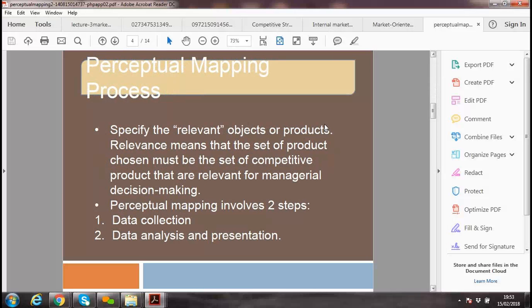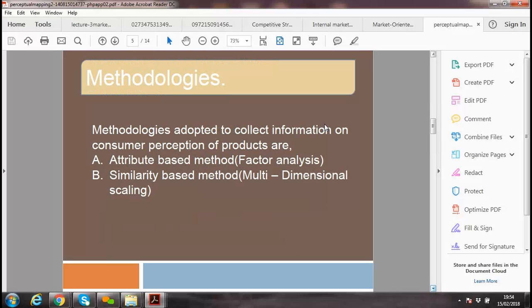So we can look at relevant objects. Relevancy means the set of products chosen must show the competitive advantage. What is meant by competitive advantage? It is the advantage you have over your competitors. It could be cost, location, price, or reputation. When making the perceptual map, we need to collect data, analyze the data, and then show it.